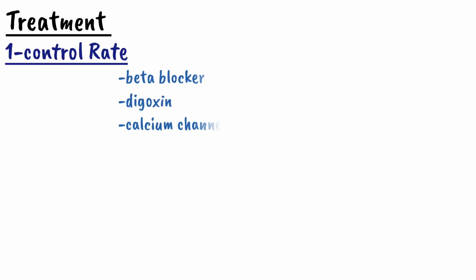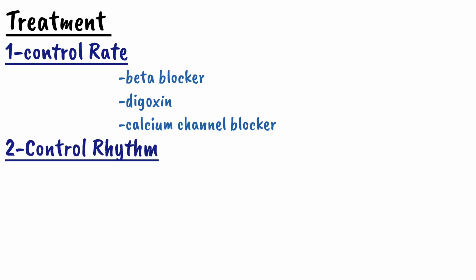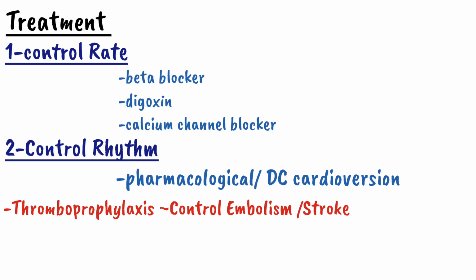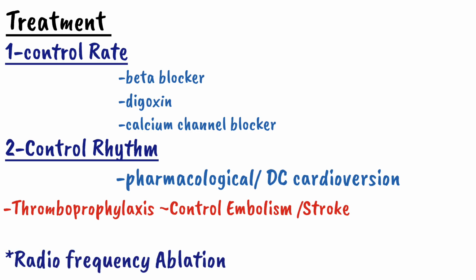To treat atrial flutter, we control the rate with a beta blocker, digoxin or calcium channel blocker, or we control the rhythm with the help of pharmacological cardioversion or electrical cardioversion. After controlling rate or rhythm, we give the patient thromboprophylaxis which will prevent stroke, and we prescribe it on the basis of the CHA2DS2-VASc score system. Apart from that, we can also perform radiofrequency ablation, in which we cauterize the myocytes, so it will break this reentrant circuit which is the cause of atrial flutter.